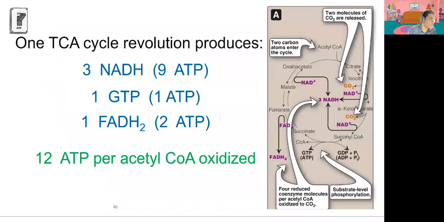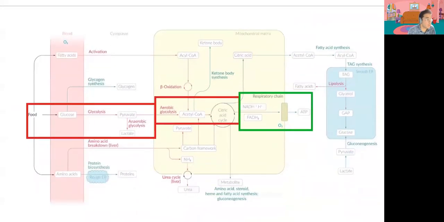So what's the yield? What are we getting after all this effort? One TCA round gets 3 NADH, which is about 9 ATP. One GTP is equivalent to 1 ATP. Remember, you're going from guanine to adenine, so it's not a big deal. One FADH2 creates roughly 2 ATP. So overall, 12 ATP per acetyl-CoA. So remember, you have 2 acetyl-CoAs, so it's roughly 24, ballpark range. And you're going to do a little bit more with your electron transport chain, which is what we're going to cover next.